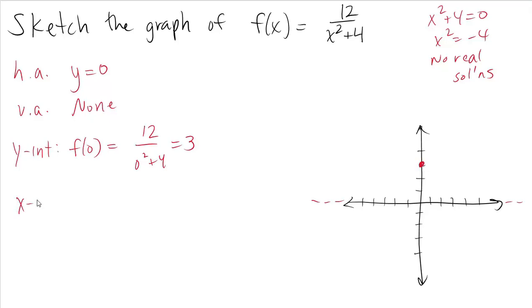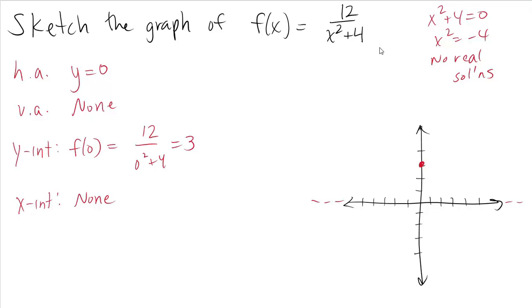Next we try to find the x-intercept, but there aren't any. The numerator is a constant. It will never be equal to 0. There is no input that will make the numerator 0 because the numerator is constant. The numerator will always be 12. So this is really all we have to go on so far.